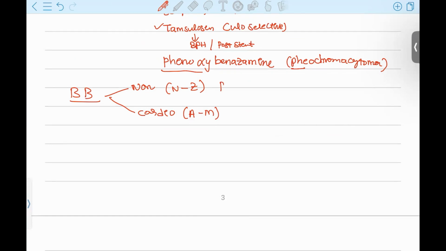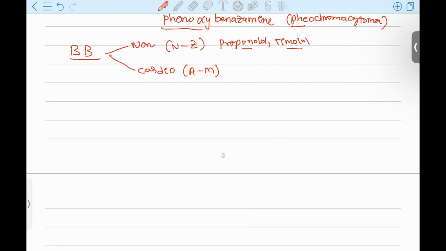For example, propranolol and also timolol, right? Timolol is your beta blocker for the eyes, and propranolol is for migraine prophylaxis, right? These are the drugs. And the cardio-selective drugs, as I already said, will be used for patients with cardiac symptoms only.